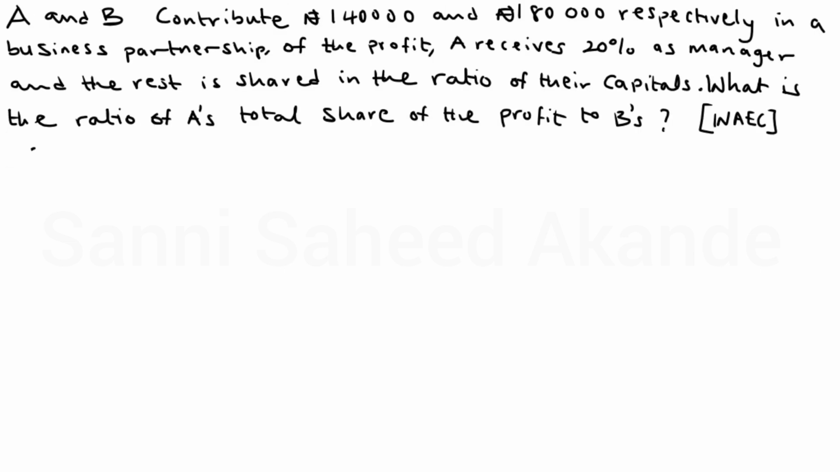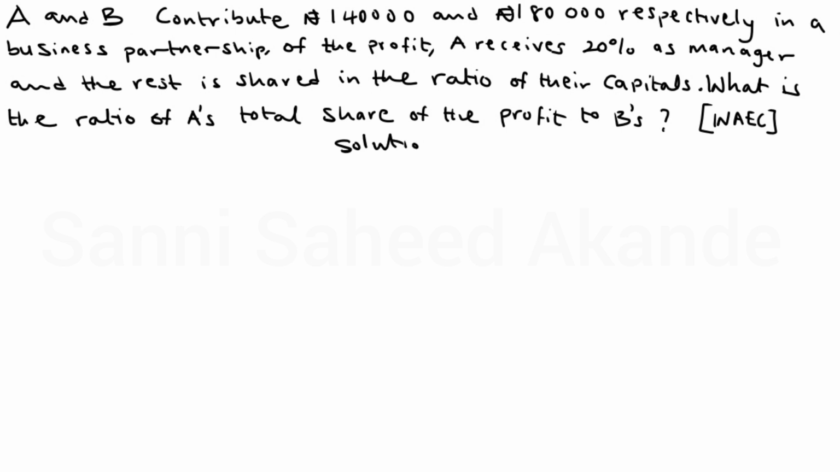The first question says A and B contribute 140,000 naira and 180,000 naira respectively in a business partnership. Of the profits, A receives 20% as manager and the rest is shared in the ratio of their capitals. What is the ratio of A's total share of the profit to B's? And this is a WAEC question. Okay, solution.